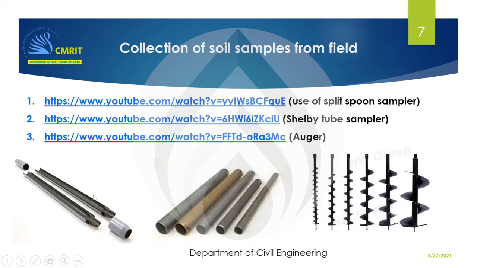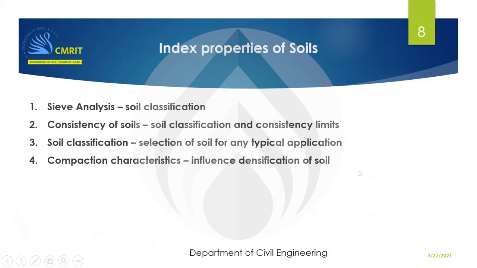So what happens is you can easily use this sample to do any type of undisturbed or disturbed testing, whatever it is. And sometimes we will not be able to get the core as such. This is a sampler and this is an auger. Whenever you use an auger, you'll get only disturbed samples.